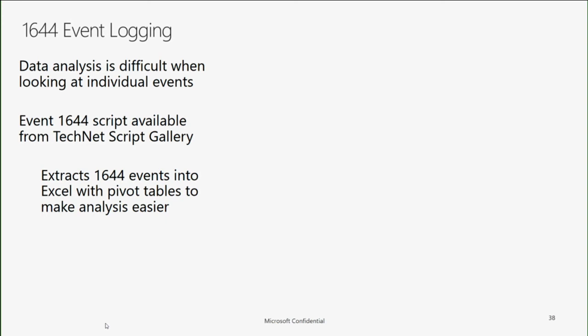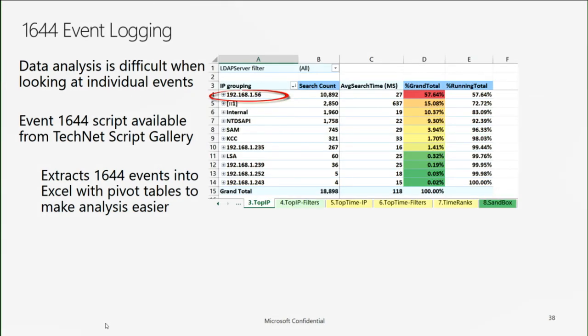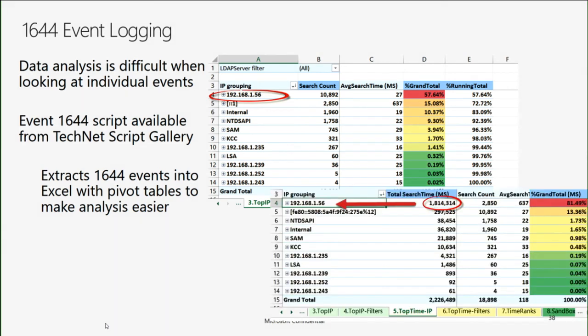So we wrote a PowerShell script that will help analyze this. What it does is, you enable this, you collect those 1644 events, you export that event log, you run the PowerShell script, and it imports it into Excel and creates pivot tables. It'll show you all kinds of cool stuff, like who is the top client? This IP address did 10,000 searches. He's doing 57% of the searches, so that'd be a good one to investigate. We also have top time per IP as well. And so this guy's responsible for that 1,814,000 milliseconds worth of DC time.